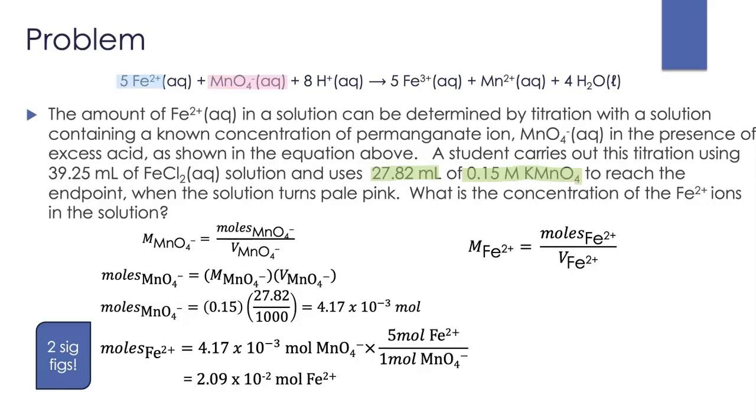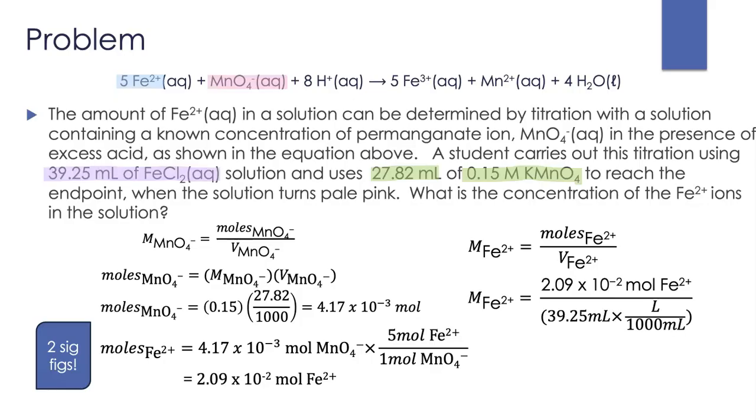Now, the molarity of the iron 2 ions in the original solution is determined by the moles of iron 2 ions divided by the volume of the iron 2 solution. And we know all of this now. We just calculated the moles of iron 2 ion, and we knew the volume of that iron 2 chloride solution. So we can substitute that all in. 2.09 times 10 to the minus 2 moles of iron 2 divided by 0.03925 liters, and I get an answer of 0.53 molar iron 2 ions. And that makes sense, and I did report my final answer to 2 sig-figs like I said I would.